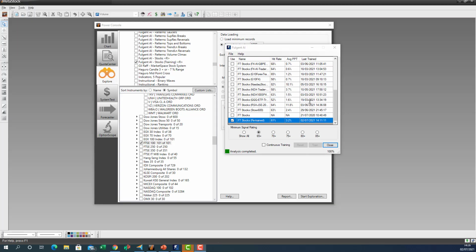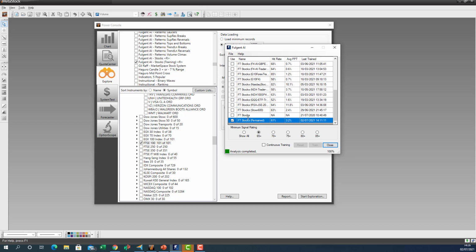So we've got the end results here. The AI has now been retrained trading the FTSE 100 stocks. The average probability is 61%, and the average profit per trade over the testing period is 3.2%. So pretty good return on a probability weighted basis.